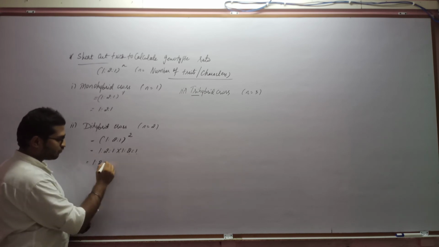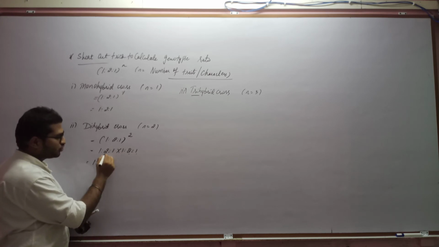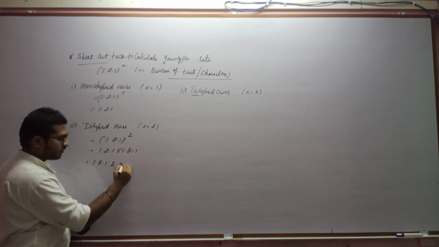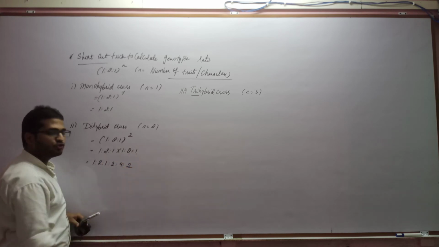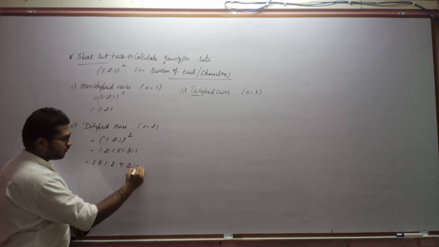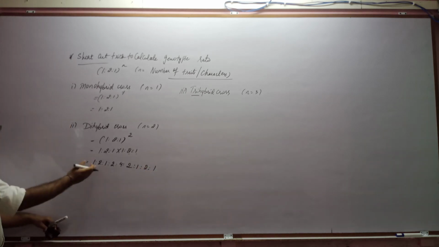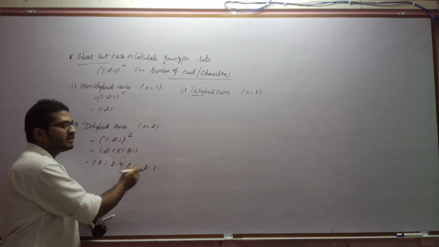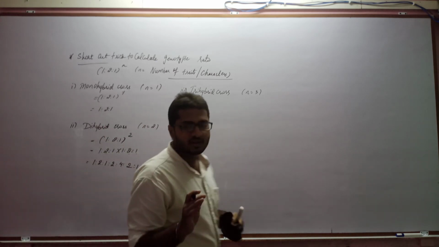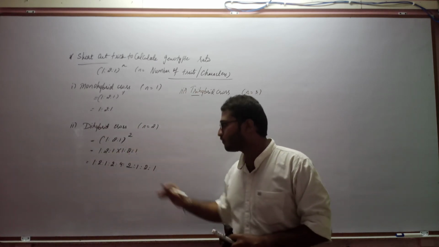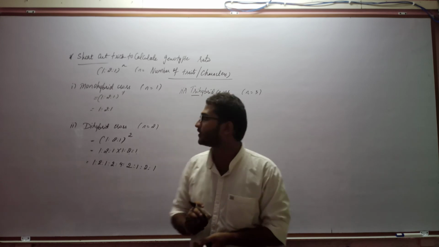Again this is 1. Again this 2. 2 multiplied by 1 is 2. 2 multiplied by 2 is 4. 2 multiplied by 1 is 2. This 1:2:1. So 1:2:1, 2:4:2, 1:2:1 is the genotypic ratio for dihybrid cross experiment.